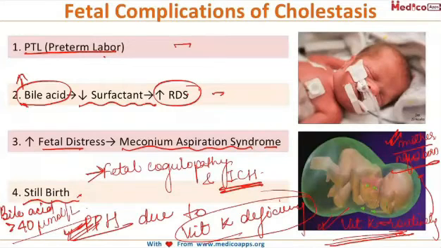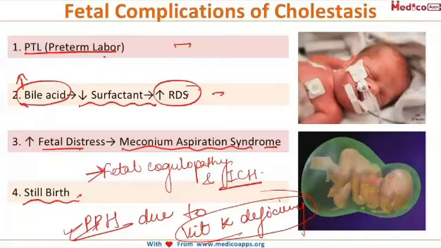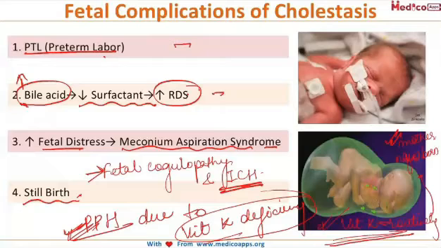Now there is increased risk of stillbirth also seen in those females with bile acid levels more than 40 micromole per liter. Apart from this, there is vitamin K deficiency usually seen in these cholestasis patients, thus leading to fetal coagulopathy and intracranial hemorrhage risks. And in the mother, it can result in PPH during delivery. And this is the reason that vitamin K is routinely given to the mothers with cholestasis of pregnancy during labor and also to the newborns.